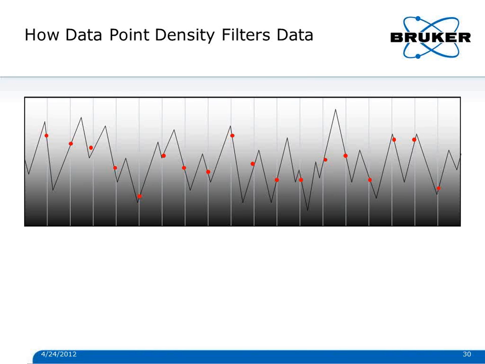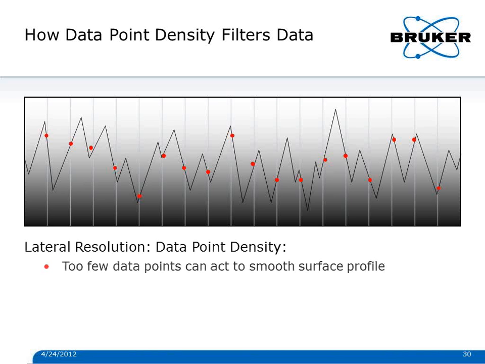Another area that people need to consider is the data point density, because again, the number of data points used can act as a filter of the data. So here we see the red dots are the data points that are distributed across this particular scan, and you see the peaks and valleys. It's basically missing many of the peaks and valleys. So the resulting profile will look kind of smooth compared to the peaks and valleys that we see here.